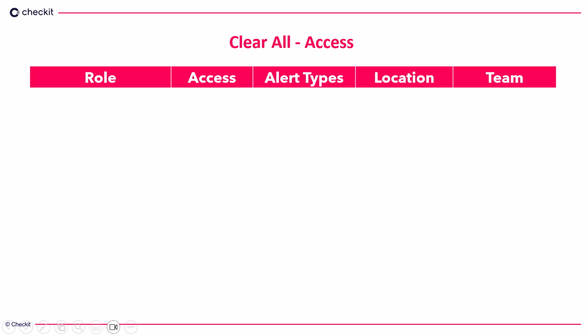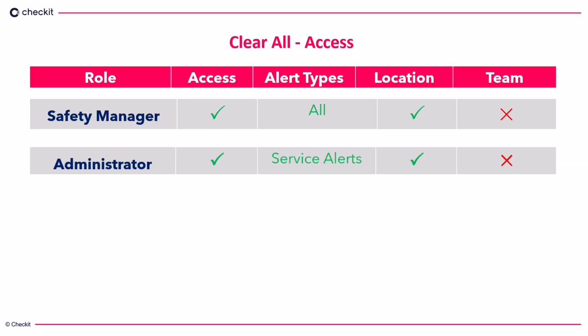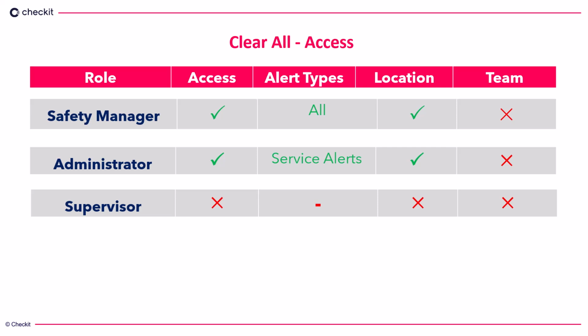The highest role in the system is the Safety Manager. They can clear all types of alerts in a location, but not in a team. The Administrator role can use the function to clear all service alerts in a location, but not in a team. The Supervisor role doesn't have access to the clear all function. They can only clear individual alerts.